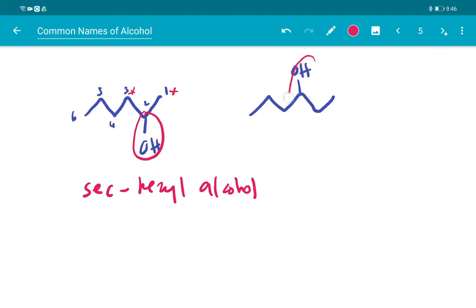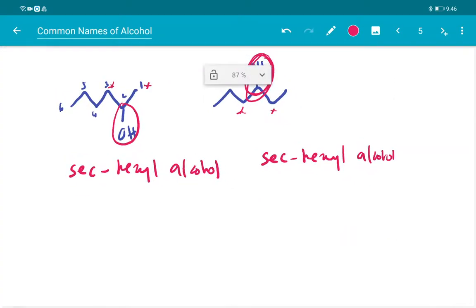So for this one, we can also call it sec-hexyl alcohol. Why? Because it also has the C-OH which is attached to carbon, which is also a secondary. That's why for a larger structure or larger carbon chain, sometimes we cannot apply this common system. That's why it is preferable to use the IUPAC system, which has numbering.